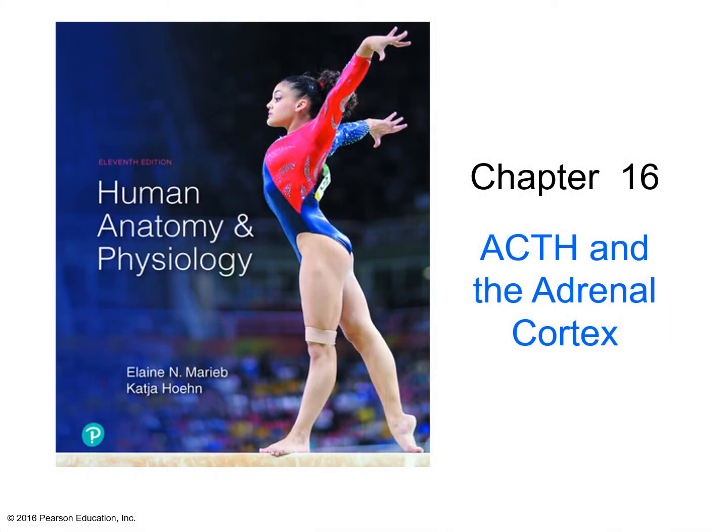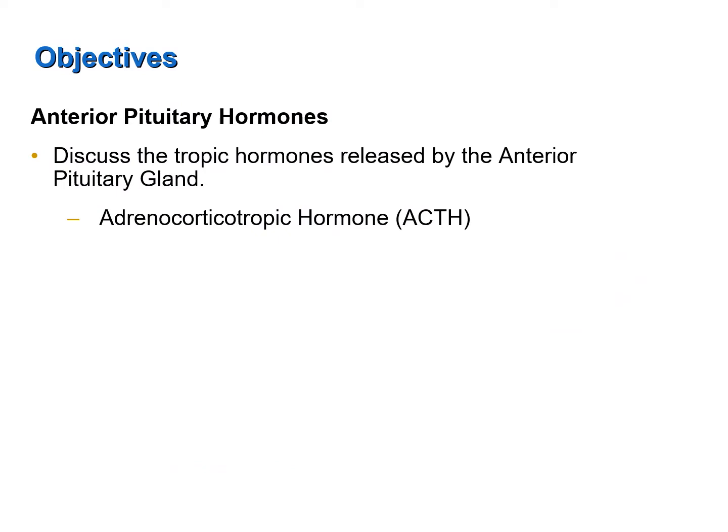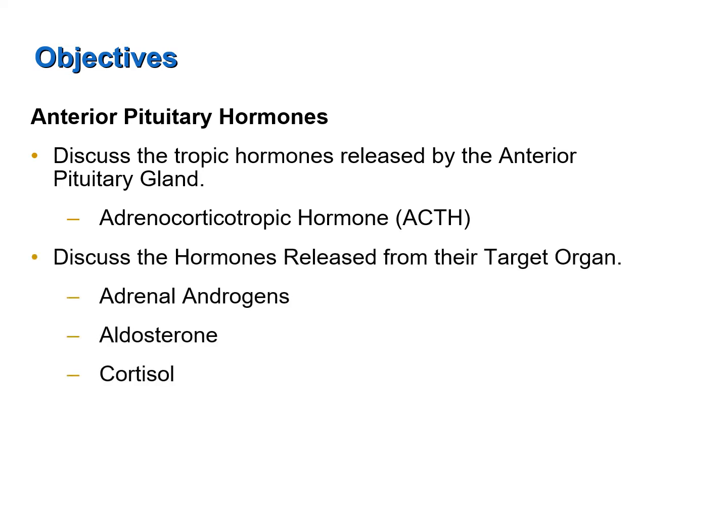In this screencast, we'll be examining adrenal corticotropic hormone and the adrenal cortex. The learning objectives of this screencast are as follows. We're going to continue to examine and discuss the tropic hormones released by the anterior pituitary gland. Our next one is adrenal corticotropic hormone, or ACTH. It targets the adrenal cortex and then causes the release of the adrenal androgens, aldosterone, and cortisol. So those are the additional hormones that we'll be discussing as well.